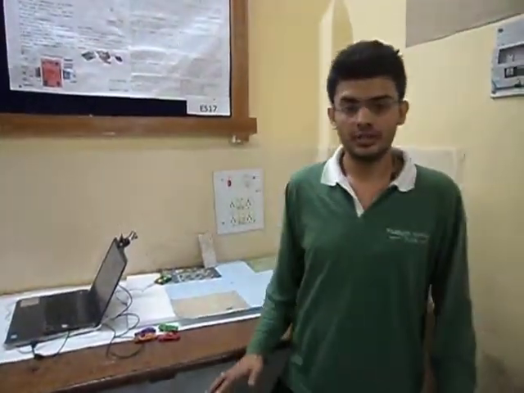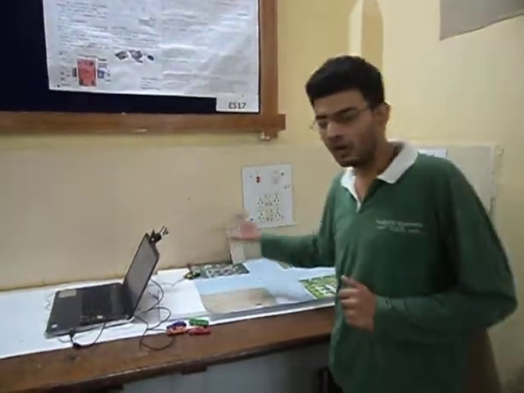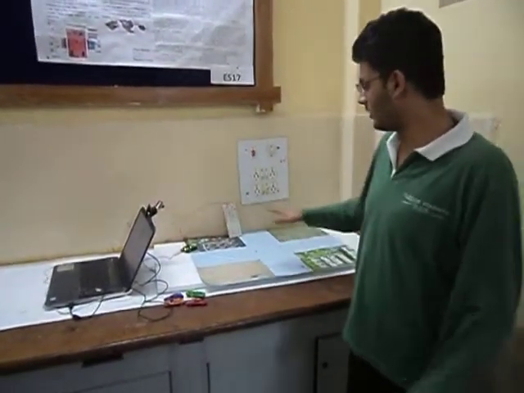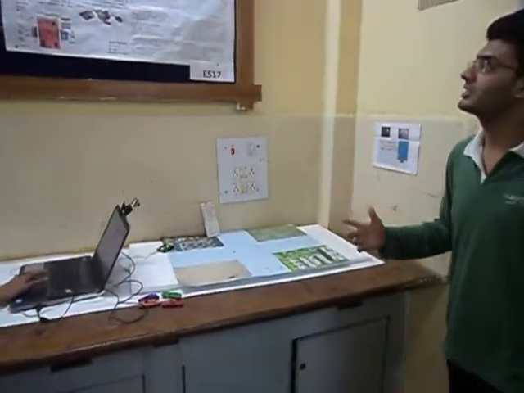Our project is density based traffic light control. What we are trying to do is control the duration of the traffic light according to the number of vehicles present in the path. For doing this, we have used various components. Please explain the various components.